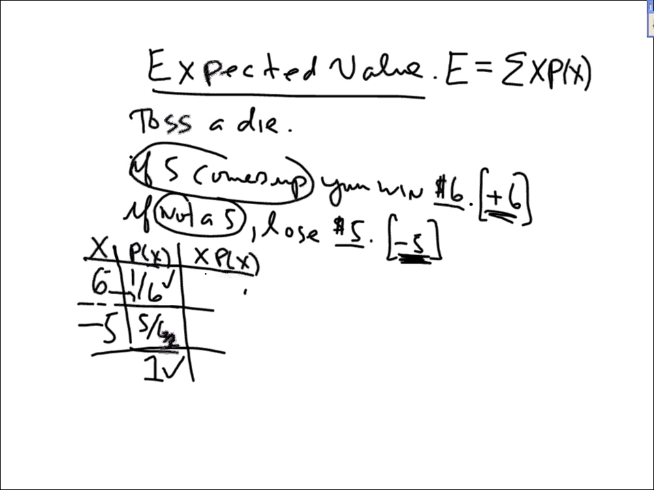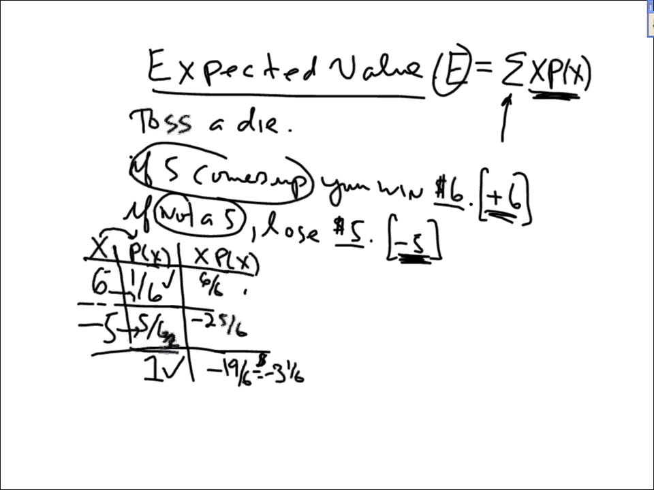Okay, 6 times 1 over 6 is 6 over 6. Negative 5 times 5 over 6, because I'm multiplying x by p of x, is negative 25 over 6. And the rule says, if I take the x p of x column and I add them up, I get the expected value. And when you add these, it's negative 19 over 6, which is negative 3 and 1/6. You would expect to lose a little bit more than $3 each time you play. So somebody approaches you and says, let's play this game, you run. Because you're going to lose a little bit more than $3 on each toss of the die.